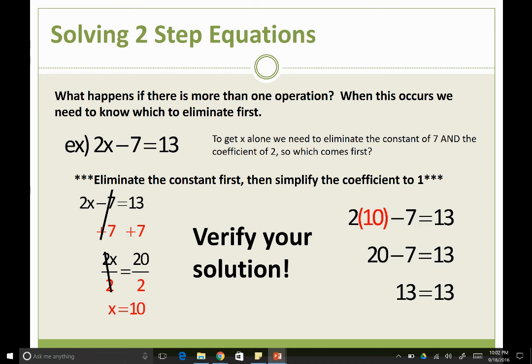So let's check that. If I plug 10 in for x, I get 2 times 10 is 20. 20 minus 7 is 13. 13 equals 13. The equation is true. That tells me that 10 is the solution and that I've done the problem correctly there. This is the way you can check any single variable linear equation that you ever solve. Plug the solution back in, simplify each side of the equation. If you end up with a true equation, then your solution was correct.